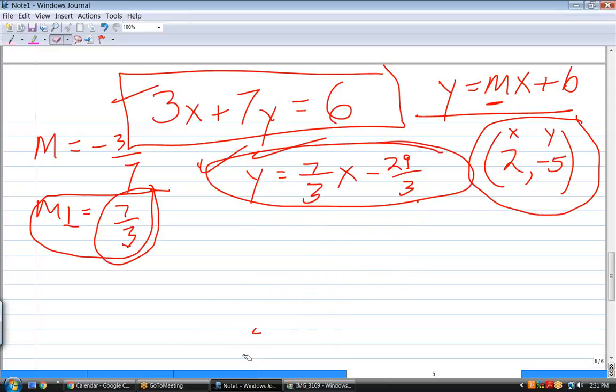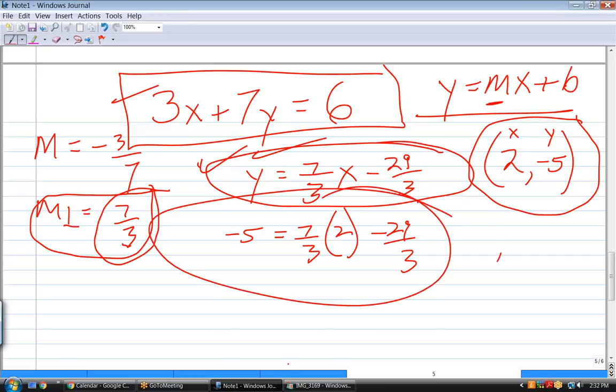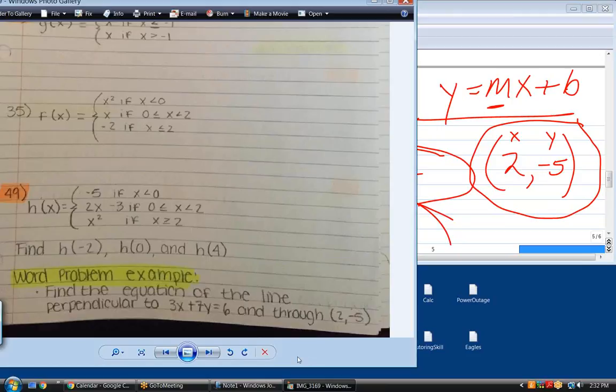Okay. In other words, I would do the following math. I would plug in minus 5 for y equals 7 thirds times 2 minus 29 thirds. Well, this better be correct, because this is how we got the first one. In other words, this is always going to be correct unless we did an arithmetic error the first time through. But you'll find that that is true. All right. So every part of that problem was key to know. That's why it was such a good problem.